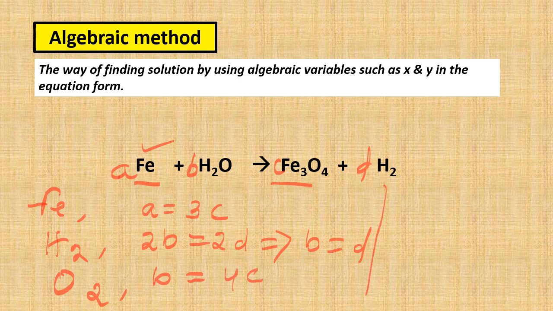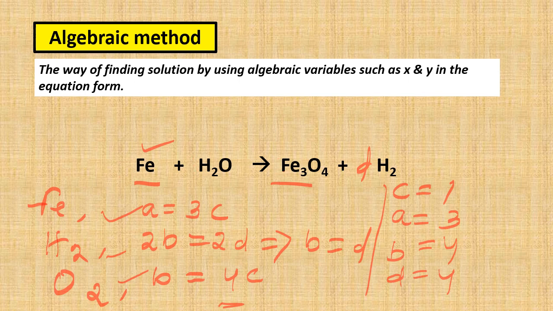So there are 3 equations. Just put down the value of C because in all of these equations C is common. So after putting C is equal to 1, we can get A is equal to 3 and B is equal to 4, and D is also equal to 4 because B is equal to D. And after putting all of these values in the given equation, we can get the balanced chemical equation.